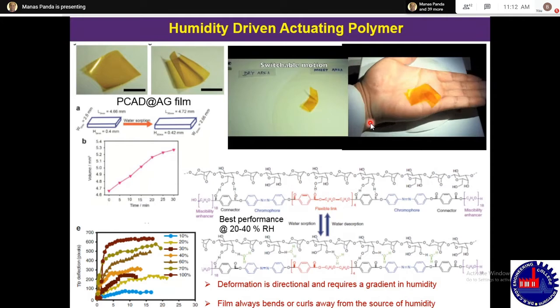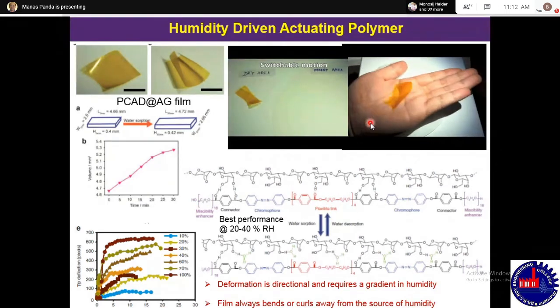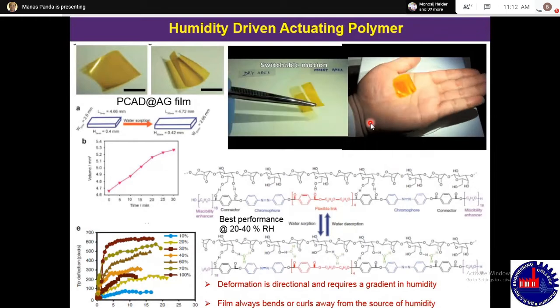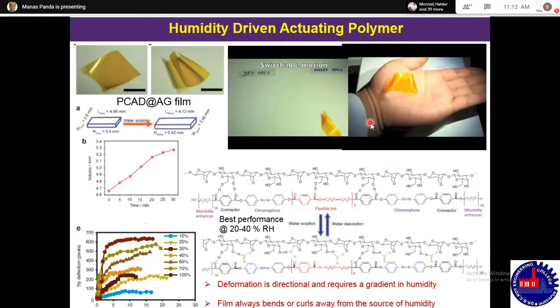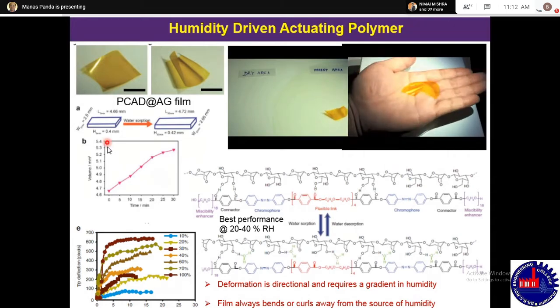Yes, you can see on the finger, on the palm, whatever moisture is present on your palm, it can move with that. It can utilize that humidity gradient, and it can actuate itself. But if you keep it in a dry area, it will not actuate. You have already seen that, and that is because the scientists have utilized the concept of hygroscopic material.